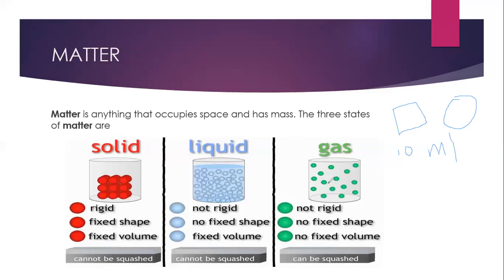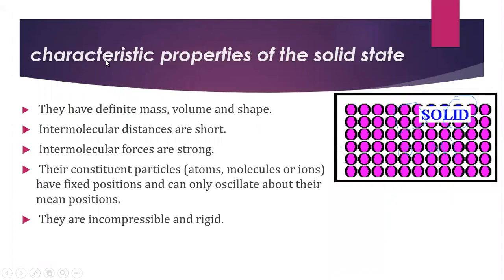Okay, so now next topic, that is characteristic properties of the solid. Okay, so we go through the points. First, they have a definite mass, volume and shape. All the crystalline solids have a fixed shape, fixed mass and fixed volume.